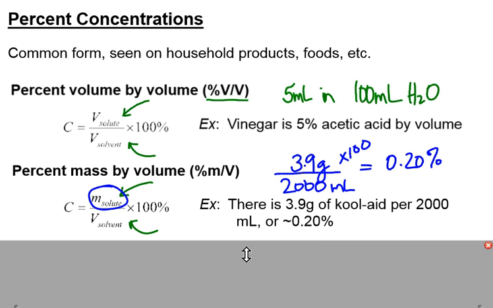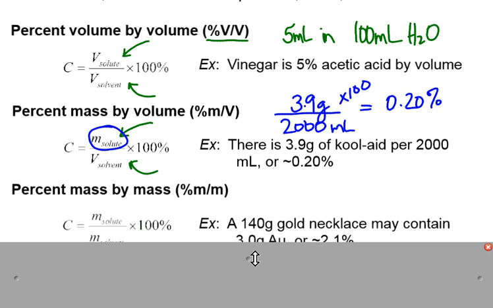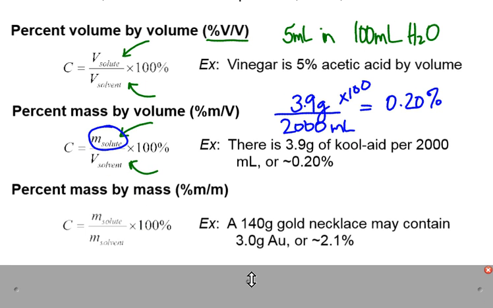Then the last one, same thing, percent again, but it's mass by mass. When your solute and your solvent are both measured using a mass, we use percent mass to mass. So an example is a 140 gram gold necklace that may contain 3 grams of gold, or about 2.1% gold. So how did I get that? Well, I took the gold that I have, 3.0 grams, divided by the total mass of the necklace in grams, and again times 100. And that would equal about 2.1%.